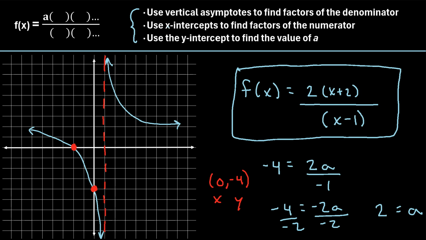And also keep in mind, you might come across a graph that has more than one vertical asymptote and more than one x-intercept, which means you would just have more than one factor in both the numerator and the denominator. So just keep that in mind.